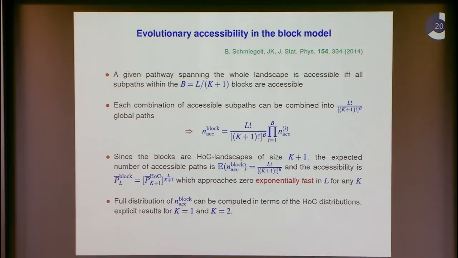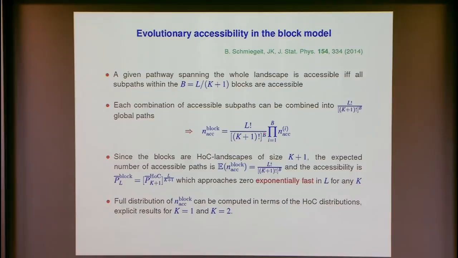And so that means that a given pathway spanning the whole landscape is accessible if all the subpaths within the blocks are accessible. So you need all these pathways to be accessible, but then you can combine them in different ways. So there's a combinatorial factor which tells you in how many ways you can combine the subpaths, and therefore the number of paths in the full model is just the product over the number of paths in the blocks times this factor.